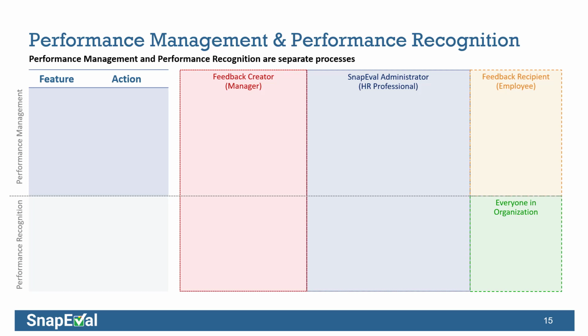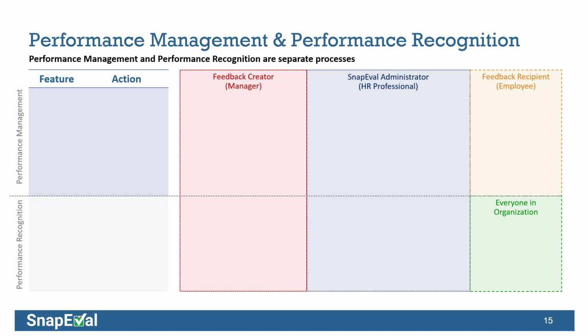So now let's look at SnapEval from a workflow perspective. This slide is divided into two halves. The top half is focused around performance management, again, where all feedback is private to the recipient and the recipient's manager and administrators in SnapEval. The bottom half is performance recognition, where feedback can be nominated to be made public within the organization.